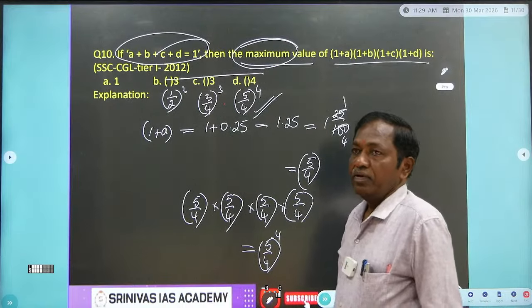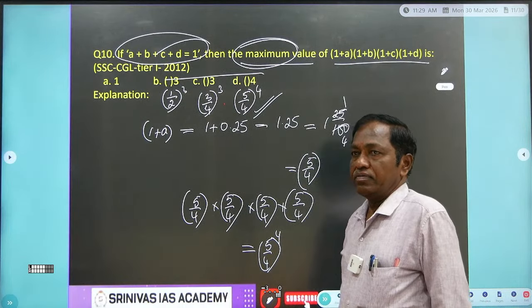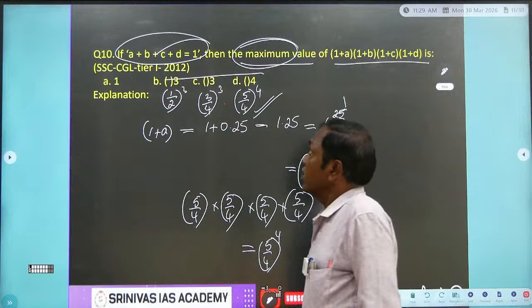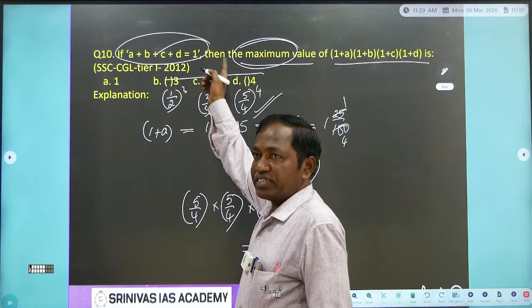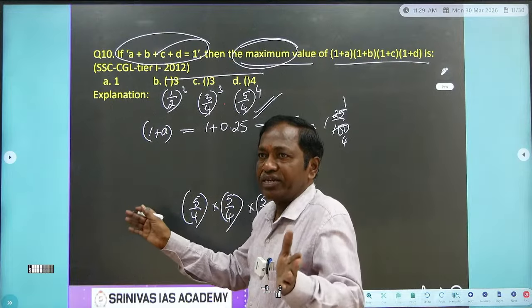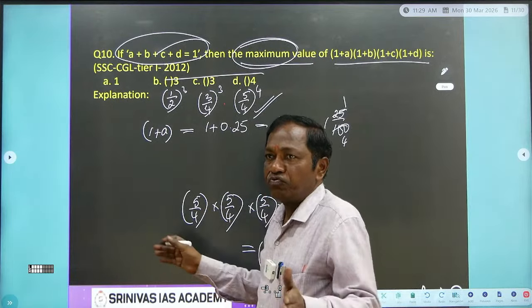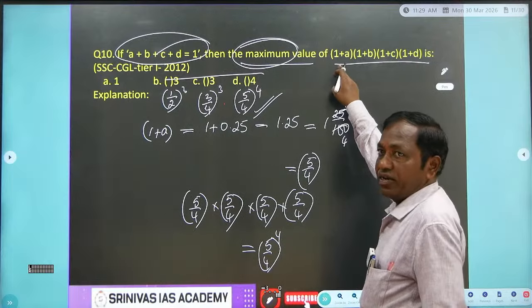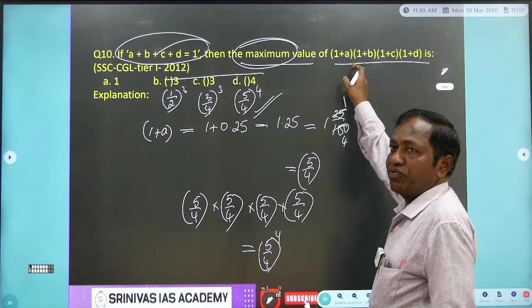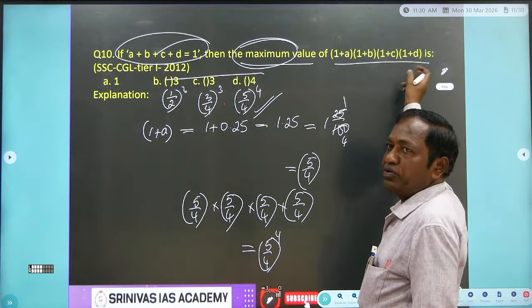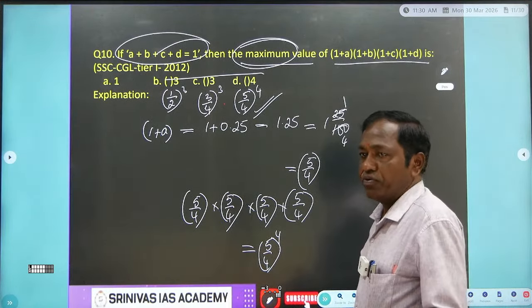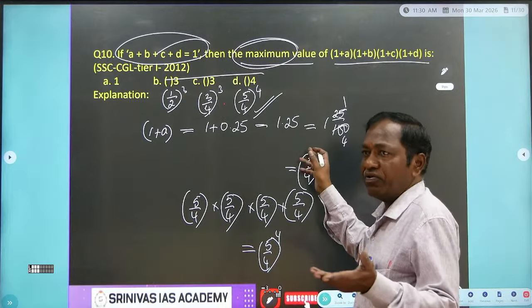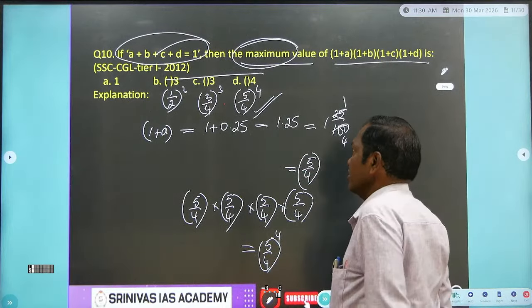0.25 is 1 by 4. If you add them all it becomes 1: a plus b plus c plus d is equal to 1. So for the maximum value, distribute equally: 0.25 each. 1 plus 0.25 is 1.25, four times. 1.25 is equal to 5 by 4, so the answer is 5 by 4 to the power of 4.